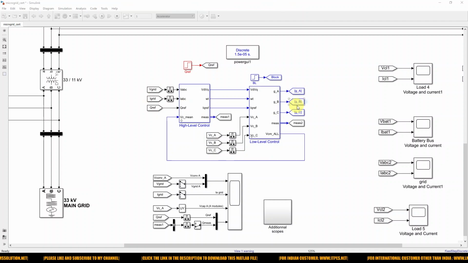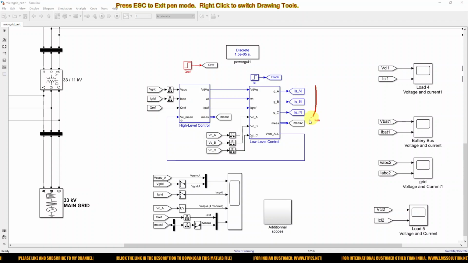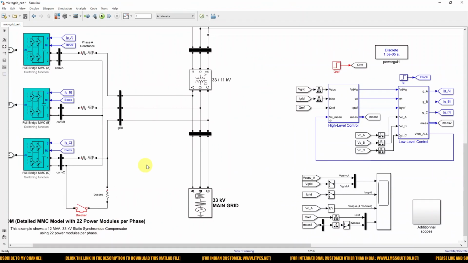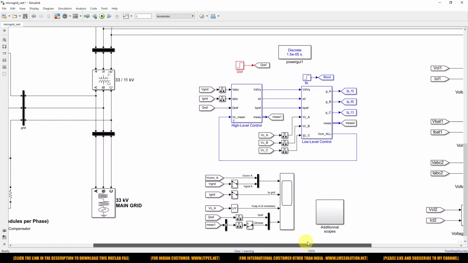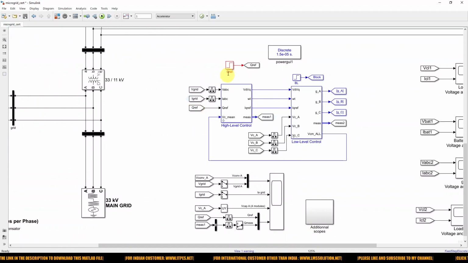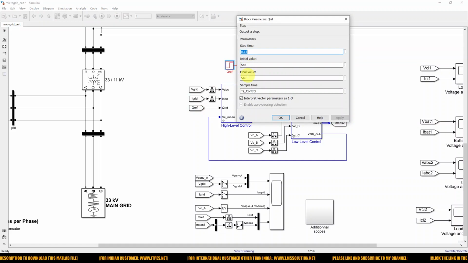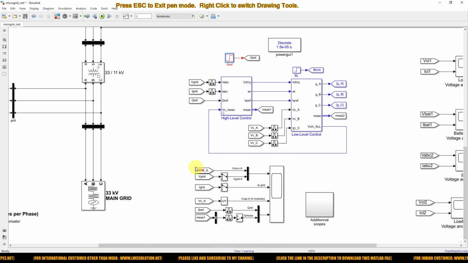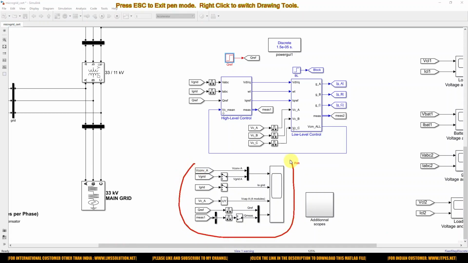Finally, this is given to the full bridge MMC in order to supply or absorb reactive power based upon the Q reference command. Here you can fix the reactive power detail. You can fix positive reactive power or negative reactive power. We can see the STATCOM detail in the scope.